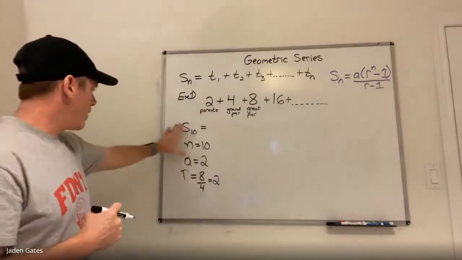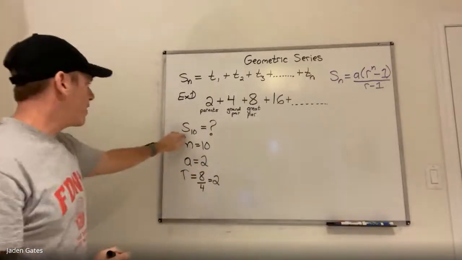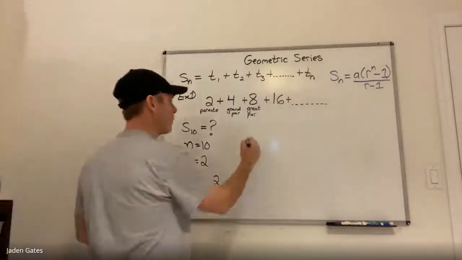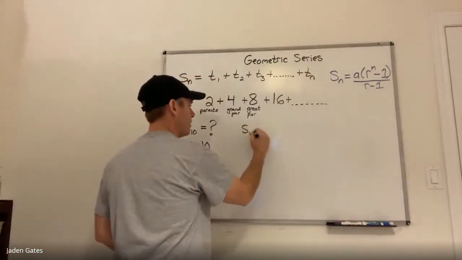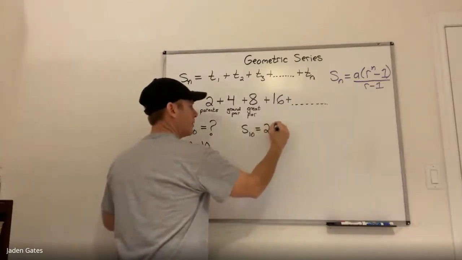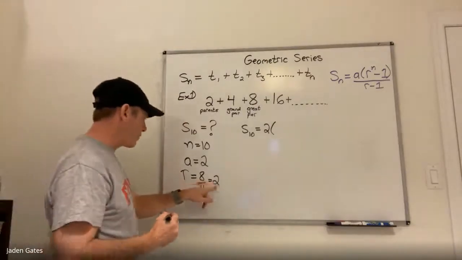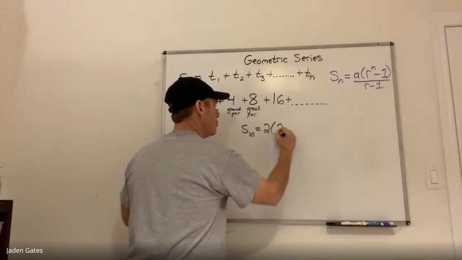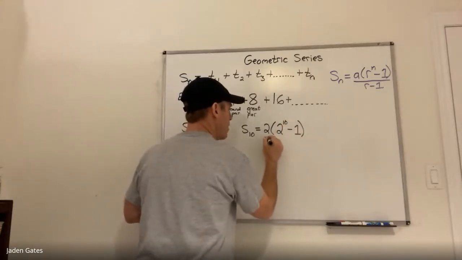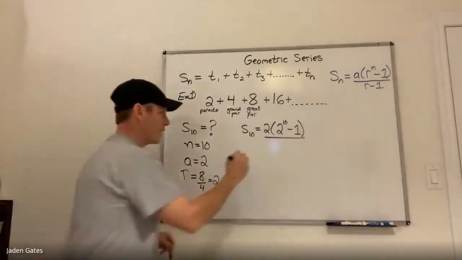All right, so now I have the information that I need. I'm trying to find the sum of the 10 generations, and so I'm going to substitute it in my formula over there. So I have S of 10 is equal to my a value, which is 2. And then in brackets, I have r to the power of n. So in this case, it would be 2 to the power of 10, then a minus 1 here. And in the bottom, I have r minus 1, which is just 2 minus 1.